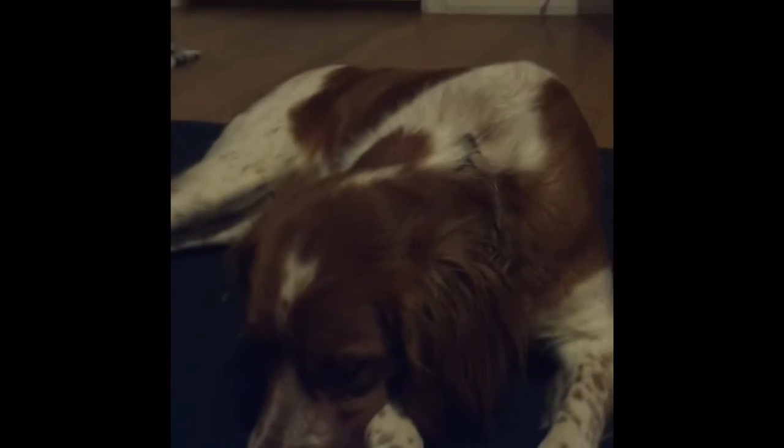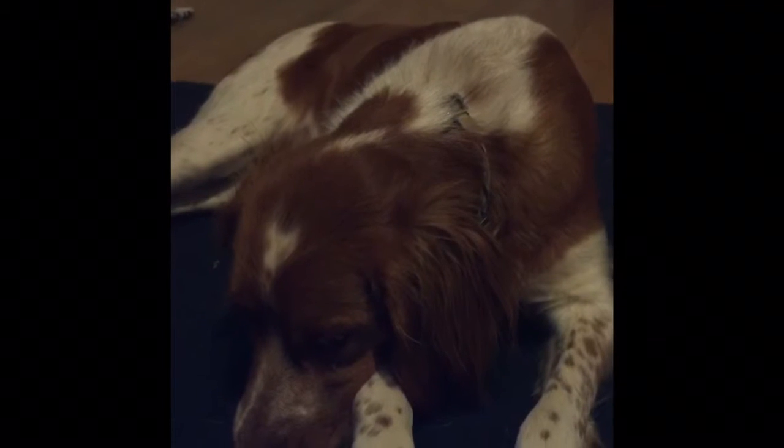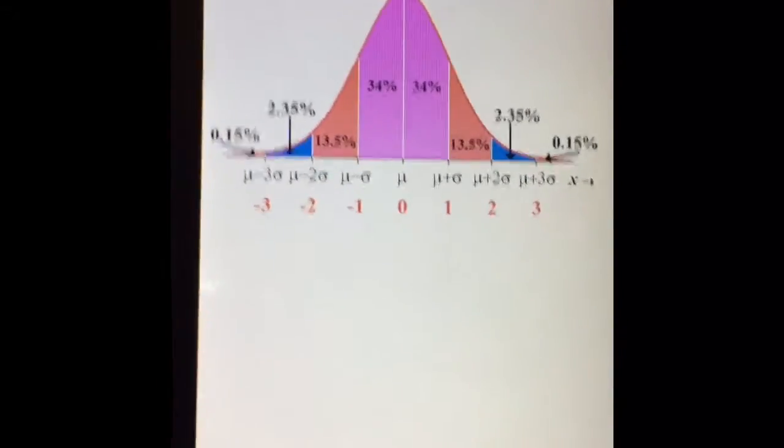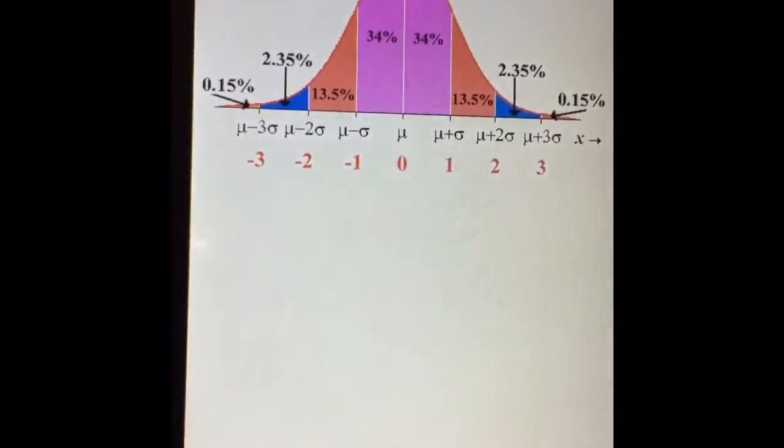Hey, Clarabelle. Okay. Anyways, let's talk about normal distribution. A general normal distribution, as you guys know, is... boom! The old 68, 95, 99.7. That's right there. That's the normal distribution.